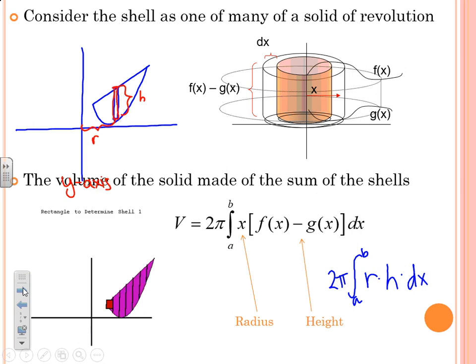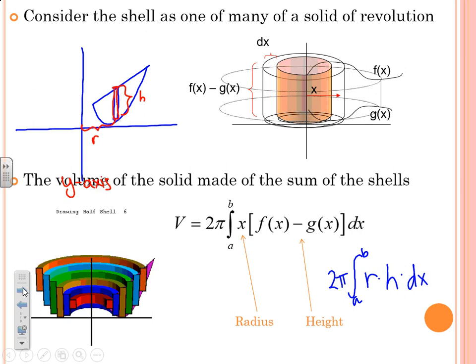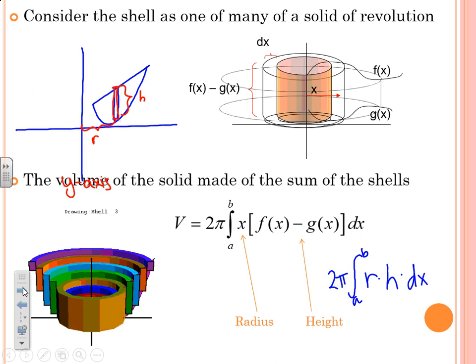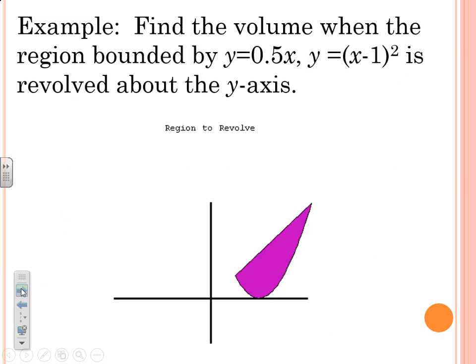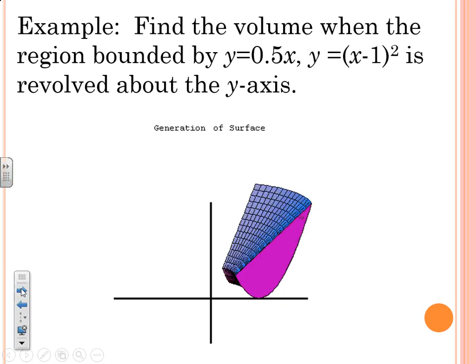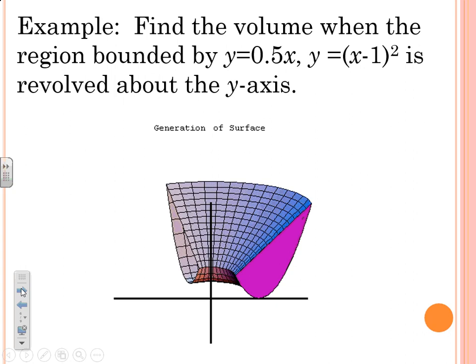Now we really have to be careful with drawing our pictures and understanding if we have shells versus disks or washers. So we're actually going to find the volume of this particular region that we're rotating around the y-axis. These are the boundaries for the region: y equals 1/2 x, and y equals (1 minus x) squared.